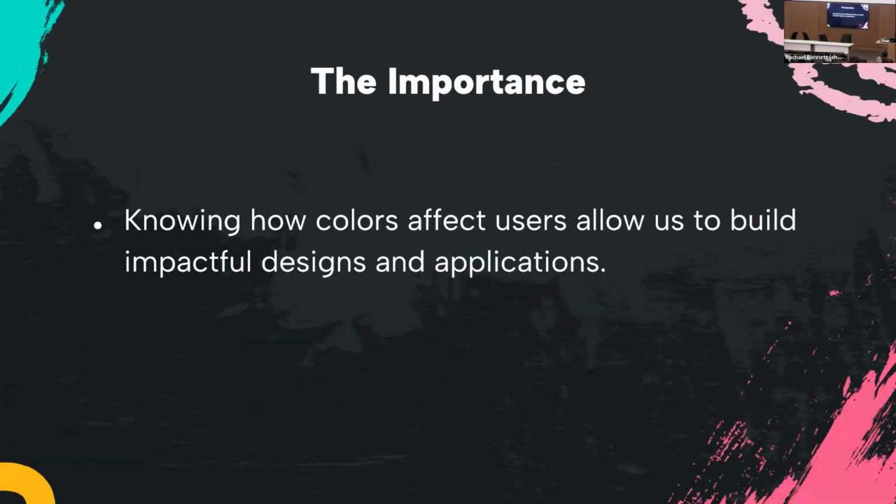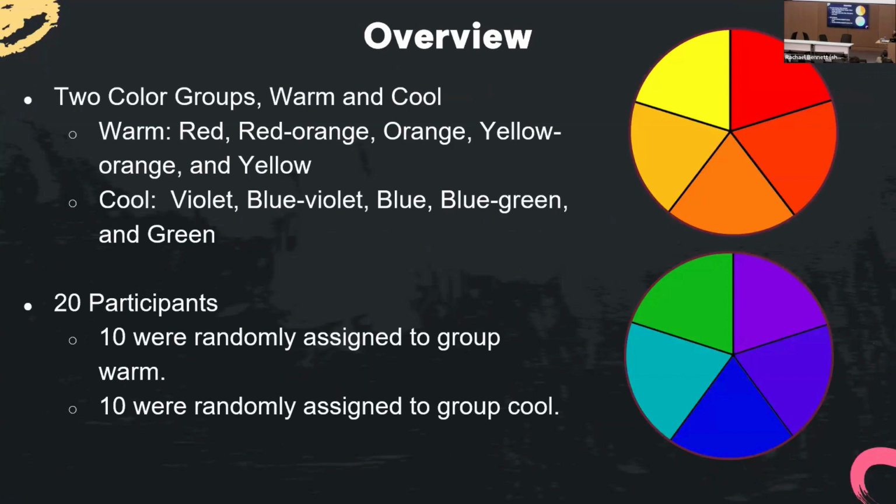This is super important to know, as knowing how colors affect users will allow us to build impactful and effective applications using specified color palettes to achieve the desired effects we want to have on our users. For this study, there were two color groups, warm and cool colors. For the warm color group, I used red, red-orange, orange, yellow-orange, and yellow. And for the cool colors, I used violet, blue, blue-green, and green. For this study, 20 participants were recruited, and 10 were randomly assigned to group warm, and 10 were randomly assigned to group cool.